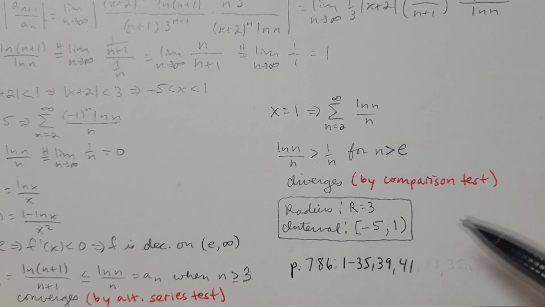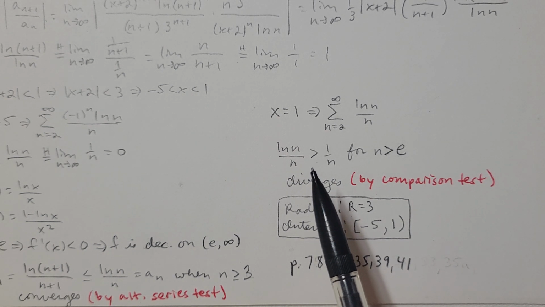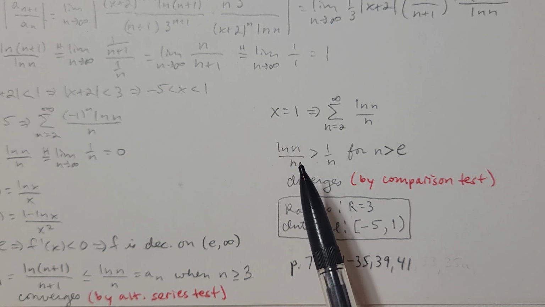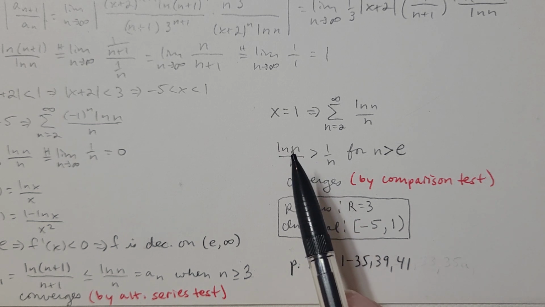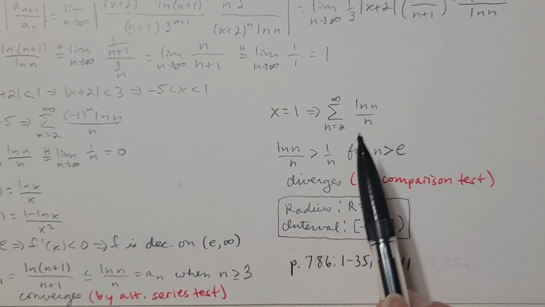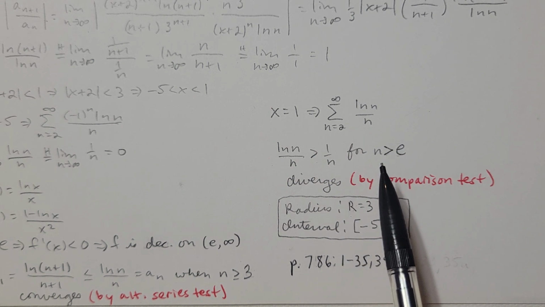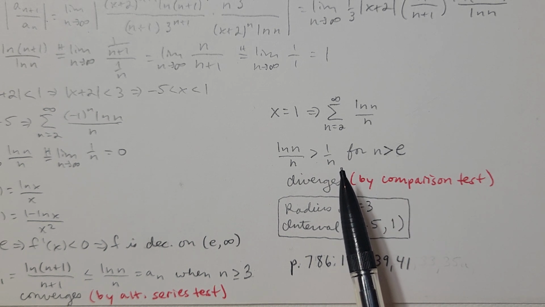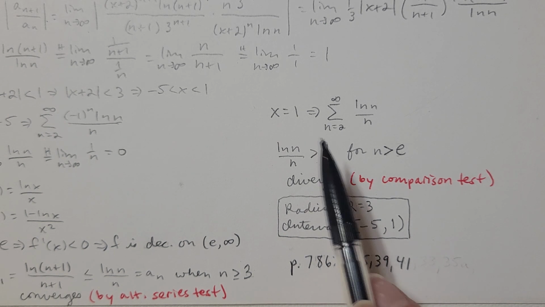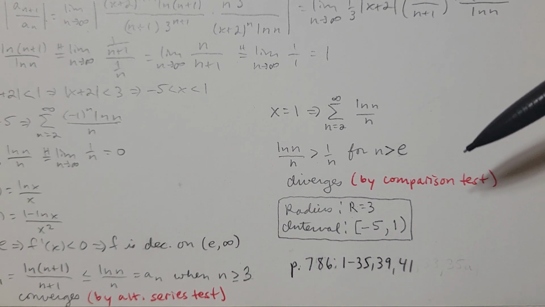The reason is because the ln of e is 1, and anything bigger than e means I'm going to be bigger than 1. Dividing both sides by n, I get the ln of n over n, which is always going to be bigger than 1 over n when n is bigger than e. Well, the summation as n equals 2 to infinity of 1 over n, that's the harmonic series, and I know that diverges. So anything bigger than that is also going to diverge. We're using the comparison test there.